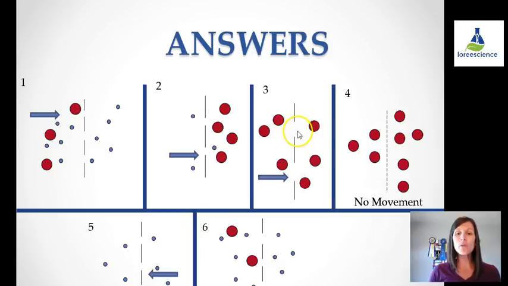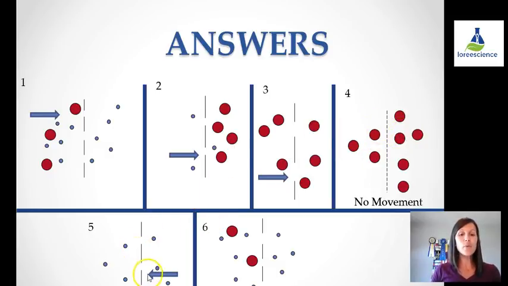In situation number 3, those spaces are slightly larger. The red particles can fit through, so they are going to go from an area of high to low, reaching equilibrium, 3 particles on either side. In the case of situation number 4, those spaces are so small that the particles cannot move either way, regardless of the fact that there is a concentration gradient. There's a higher concentration here than there is on the left-hand side.